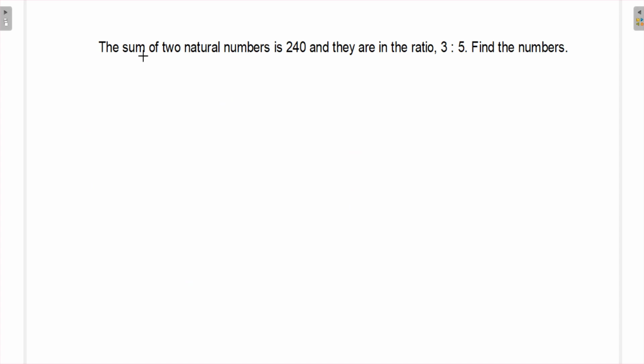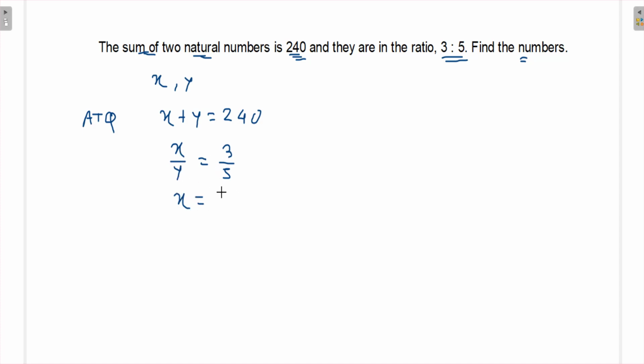The question is, the sum of 2 natural numbers is 240 and they are in the ratio 3:5. Find the numbers. First, let's assume the 2 natural numbers are x and y. According to the question, x plus y is equal to 240. It is also given that they are in the ratio 3:5, so x upon y is equal to 3/5. Take y to this side and you will get x is equal to 3y/5.